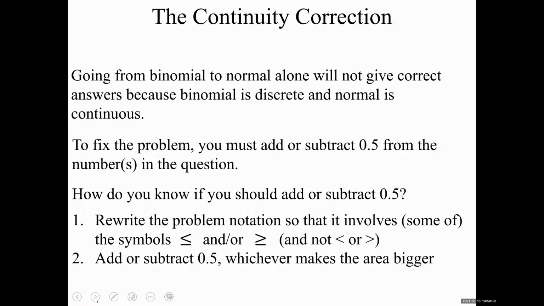The continuity correction, we're going to have to add or subtract 0.5 from the number that we have, whichever way makes the area bigger. Again, we'll talk more about it.